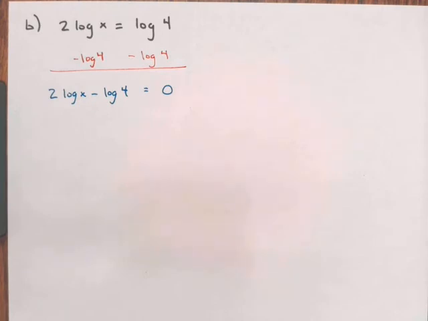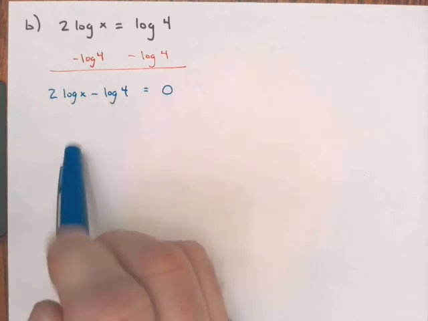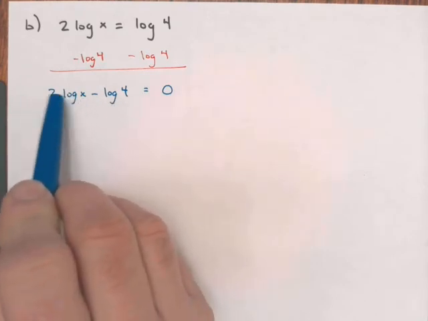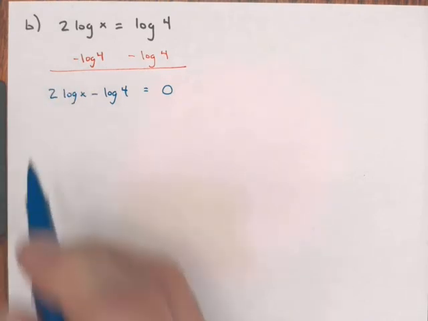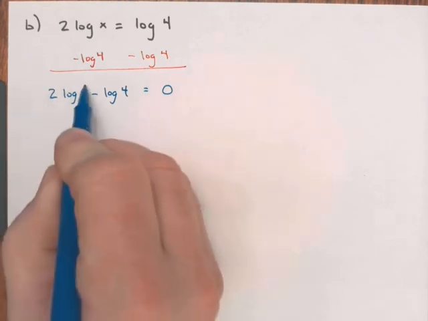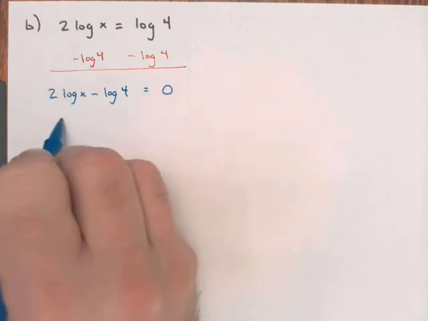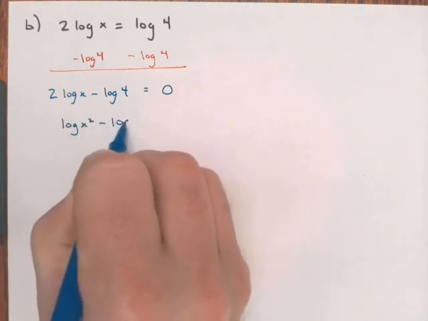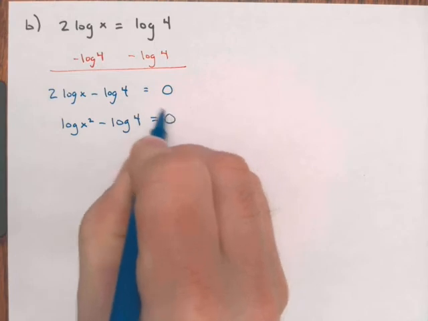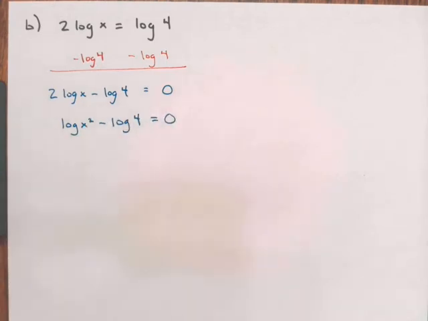So if we go through and use our properties, what I would like to do is have just one log written here. To do that, I need to first take any coefficients we have in front of the log and write them as exponents. So the 2 that's out here in front, I can write as an exponent with the x. So that's going to be the log of x squared. That second term didn't have anything in front, so I don't have to do anything with that one.